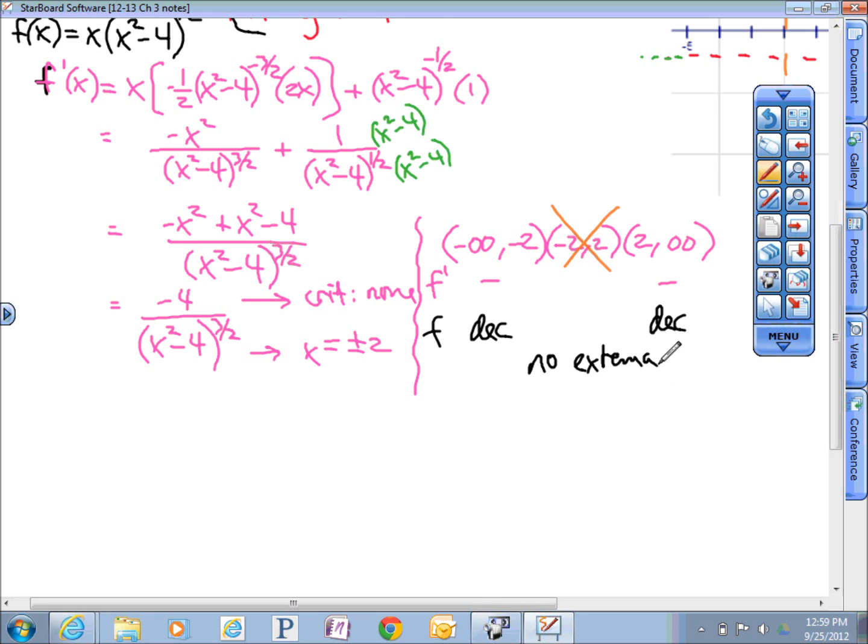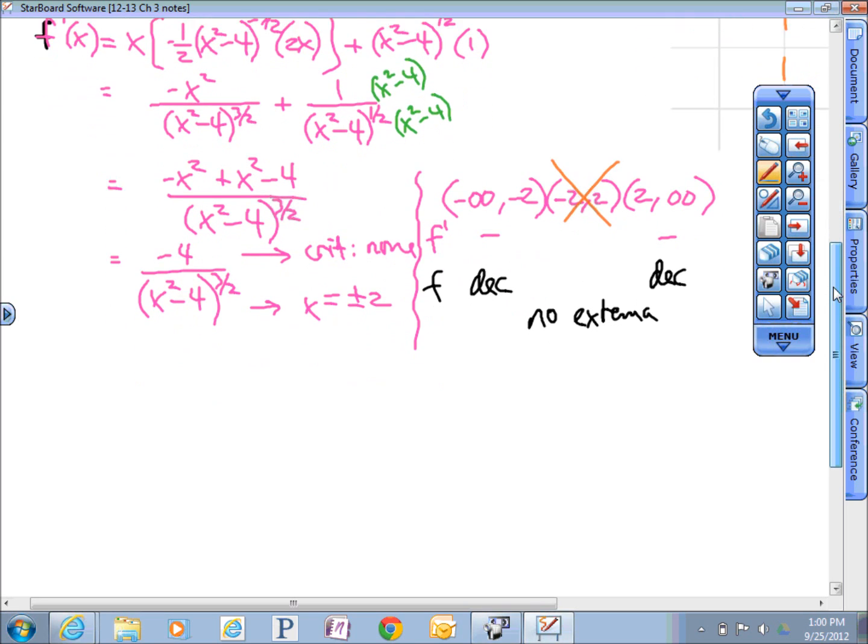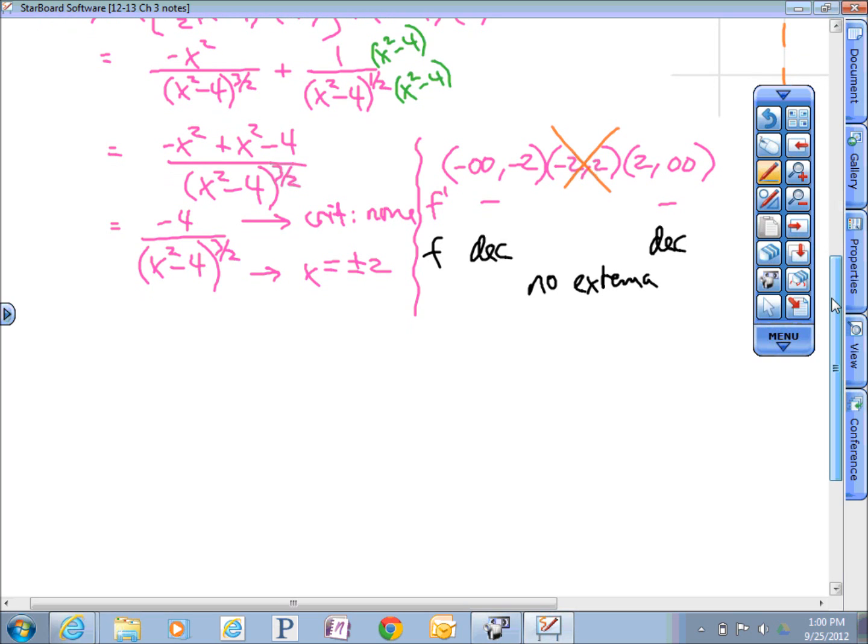All right, well, what do we do with this other mess then? So now I've got to find the second derivative. Oh man, this has been so painful already. So when I go to find the second derivative, before I go on, how about if we change this to negative 4 times the quantity x squared minus 4 to the negative 3 halves.